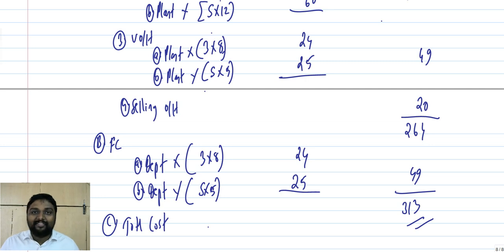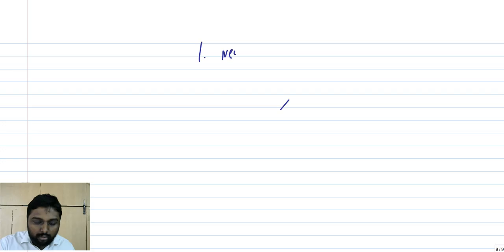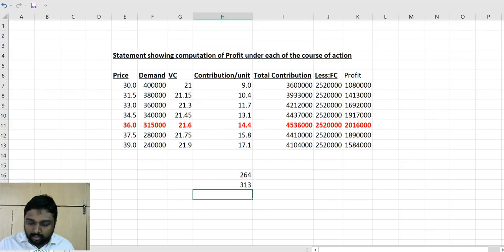Now we have to give the comments or answer. What is the question? First they are asking for the minimum price to be new to the market. So first, new to the market. Variable cost will be the minimum price, which will be what?